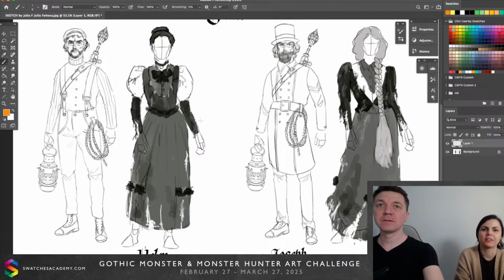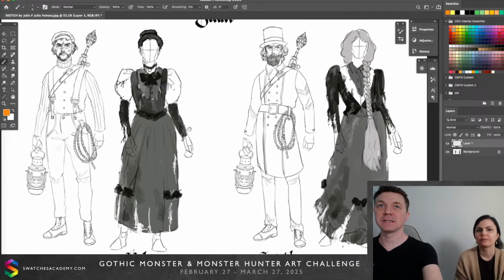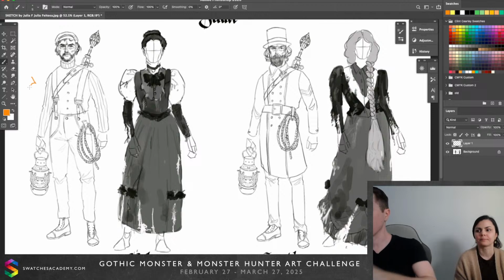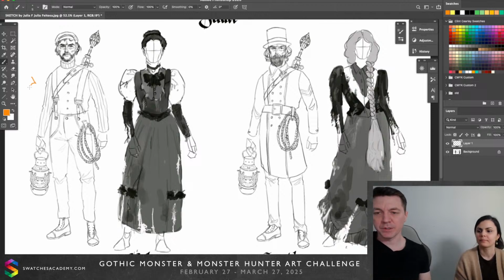Okay. Julia, if you're here in the chat, let us know. Some really solid concepts of these. The River Warden, this is very close actually to what I had in mind when I put together the briefs. He looks like the sort of guy you would see on the dock, working the boats along the river.